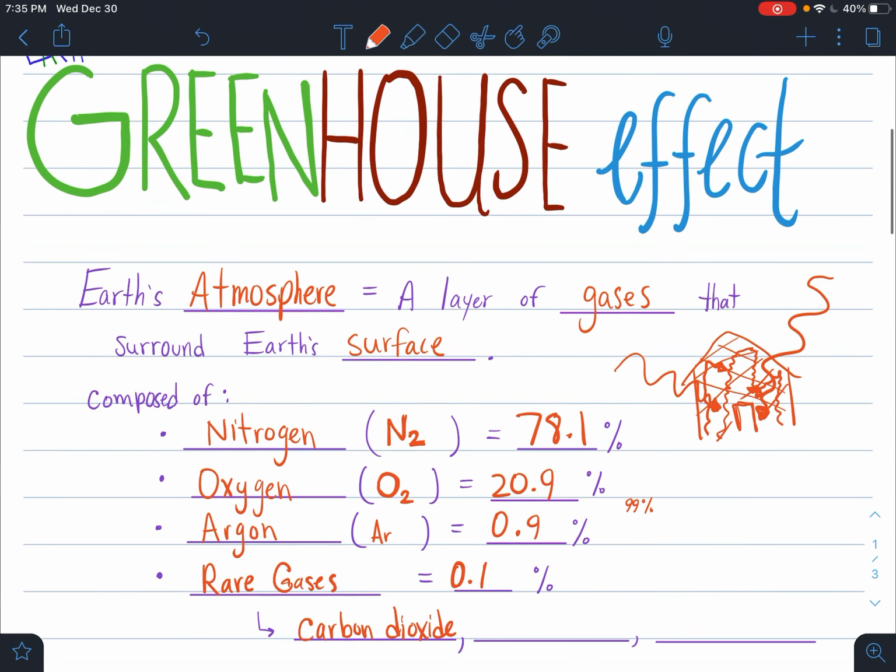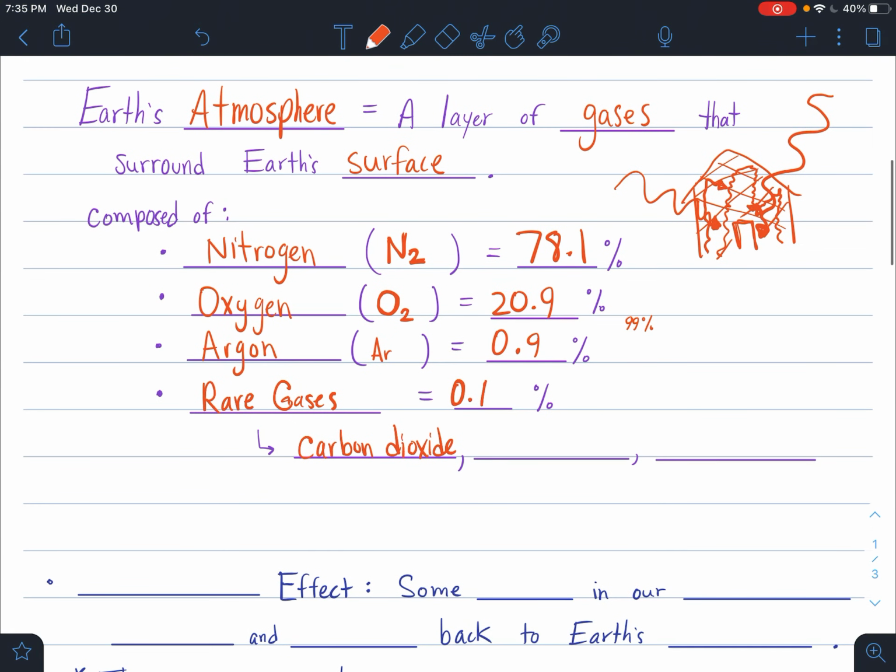If you've ever heard about the greenhouse effect or even heard people talk about the atmosphere, carbon dioxide is typically a pretty famous person in this discussion. Or not person, obviously, but molecule in this discussion, carbon dioxide. But it's only a portion of this 0.1%. So it makes up a tiny part of all of our atmosphere. That's how important it really is.